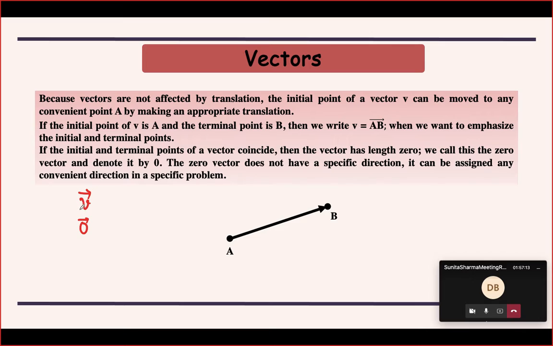Okay, so a vector quantity is denoted by the alphabet with an arrow on top, and when you have a zero vector, obviously there is no direction associated because it is just a dot, and you can put any convenient direction depending on the problem. You may assign any direction to that particular vector. So there is no specific direction, or you may say that the zero vector has magnitude 0 and arbitrary direction. Okay, so that is another term which you may use.